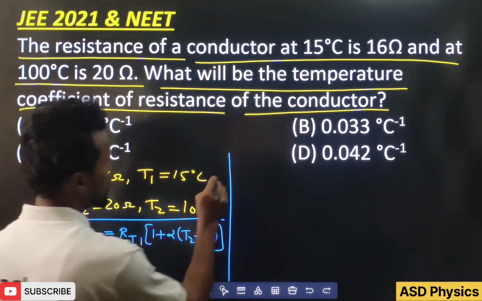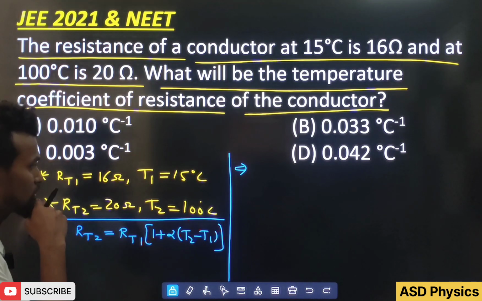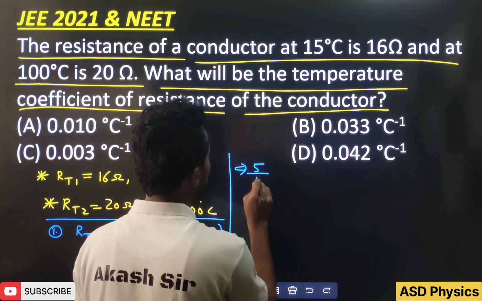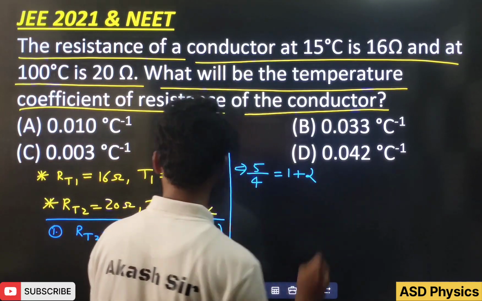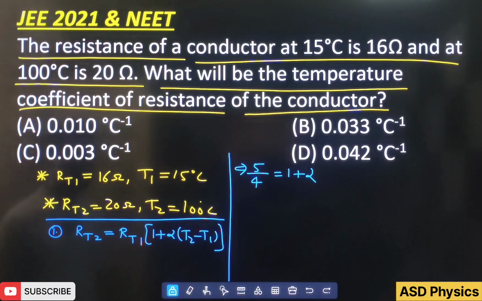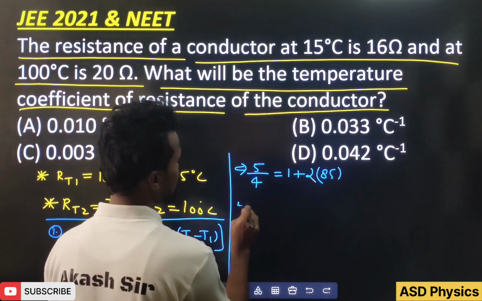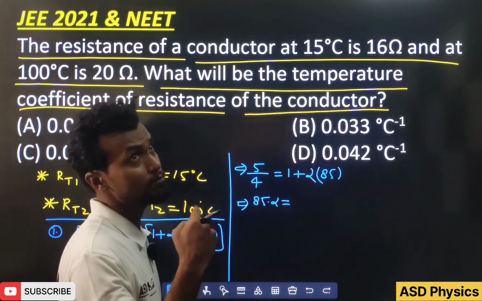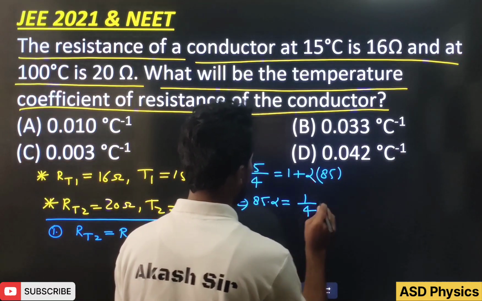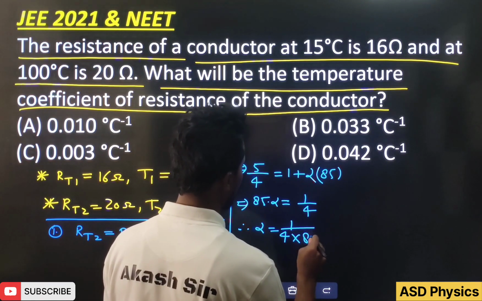When I put the values here, RT2 by RT1 will become 20 by 16, correct? 20 by 16 means 5 by 4 is equal to 1 plus alpha delta T, how much? T2 minus T1, 100 minus 15, that means it will become 85. When I simplify this, 85 alpha is equal to 5 by 4 minus 1. 5 by 4 minus 1 will become 1 by 4. Correct? Then alpha will come 1 by 4 into 85. What is coming, students?